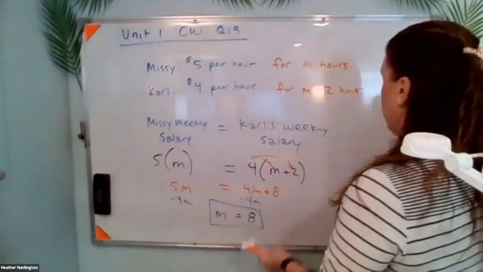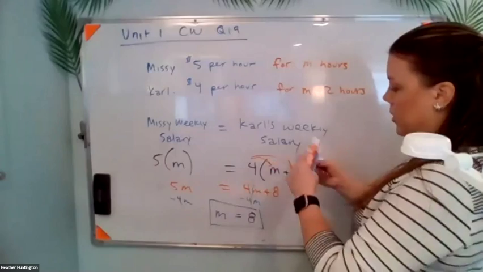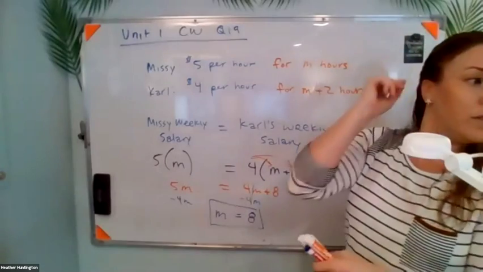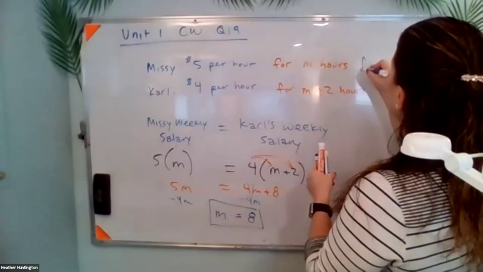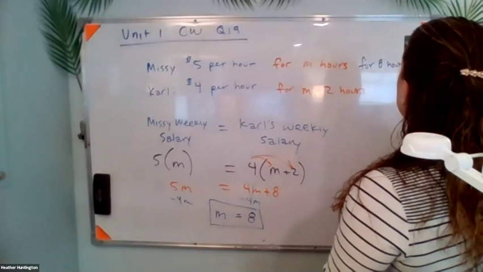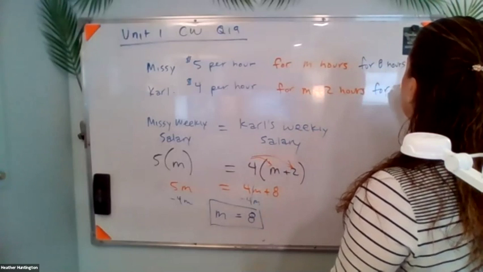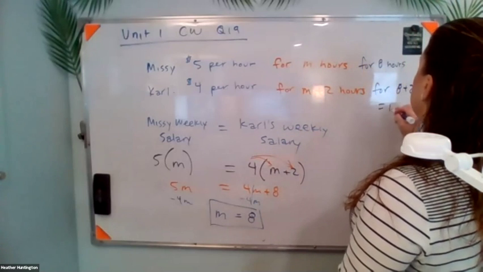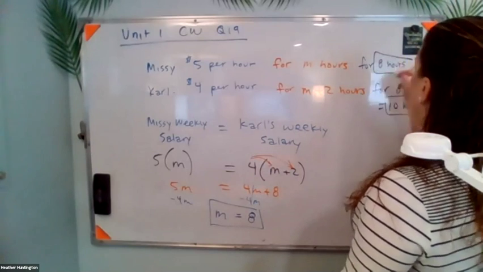So Missy makes, so that's for, what is garbage? Oop. Okay, I'll use purple. So for 8 hours. And then Carl is going to be 2 more hours. So this is 8 plus 2, which equals 10 hours. Does that seem reasonable? Can we check our answers?